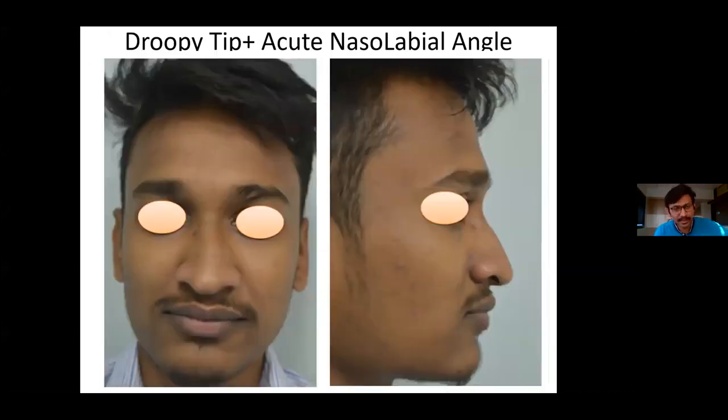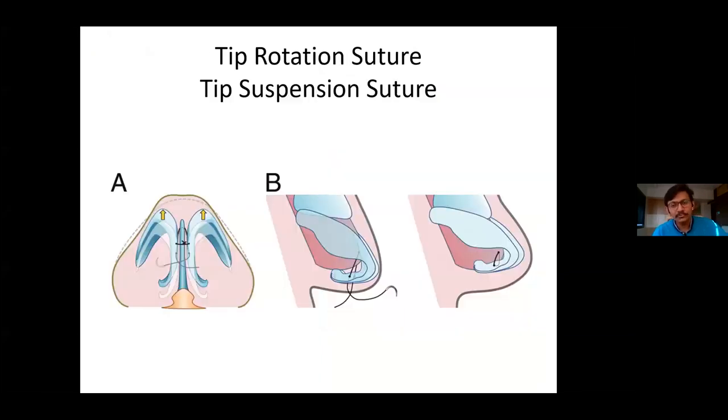Now coming to a few examples. Now this gentleman with a little bit of a hump and a pseudo hump, breathing difficulty, but on lateral view, as you can see here, the nasolabial angle is acute, and on front view, because of the acute nasolabial angle, his tip is coming towards his lips. But this is very minimal. So in such cases, you may use a tip rotation suture, or a suture called a tip suspension suture.